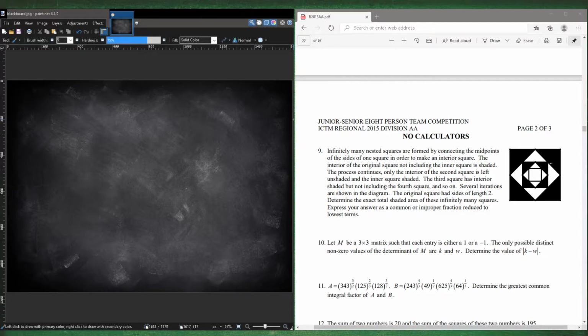Since we connect the midpoint to make the white square, which has a bunch of other squares nested inside, that means the first section of the shaded region, so this part, this part, this part, and this part, should all add up to half of the entire square. So since the entire square is 4, half of it is 2. So the area of this is 2. Okay, so now what's the area of the next shaded region?